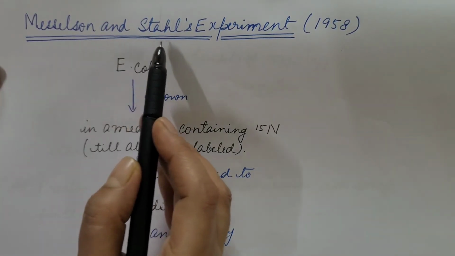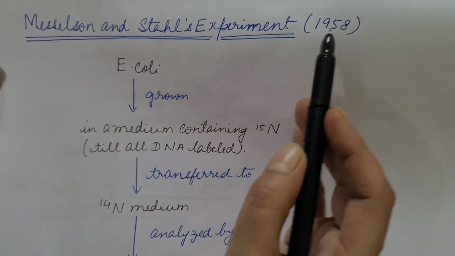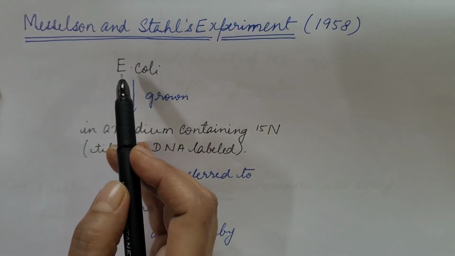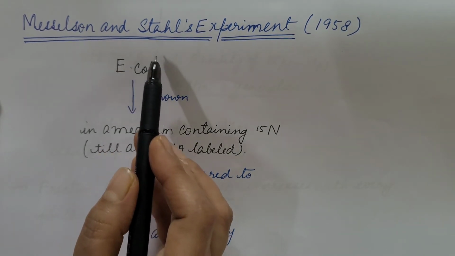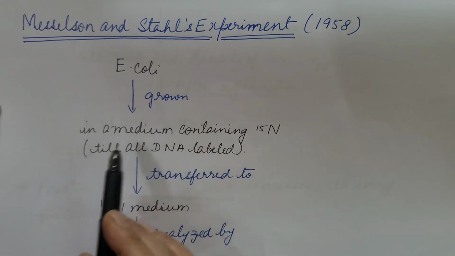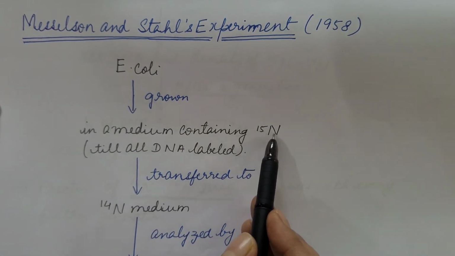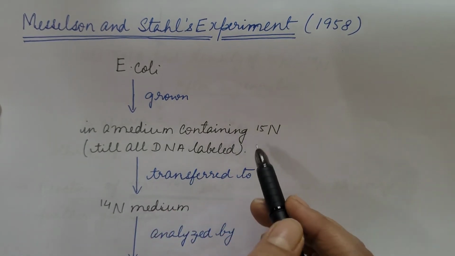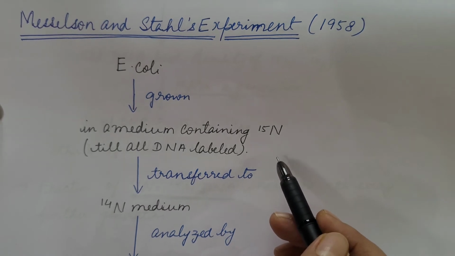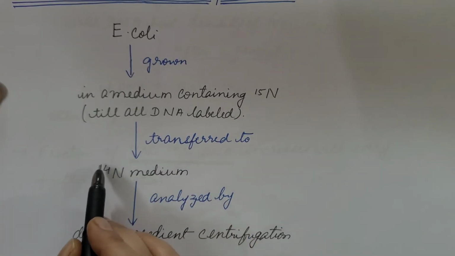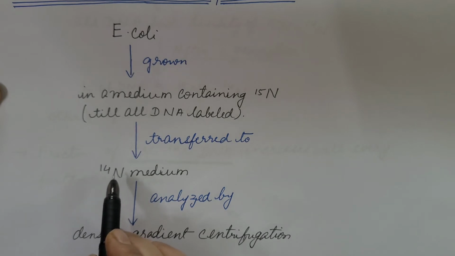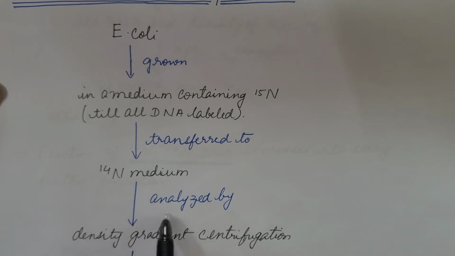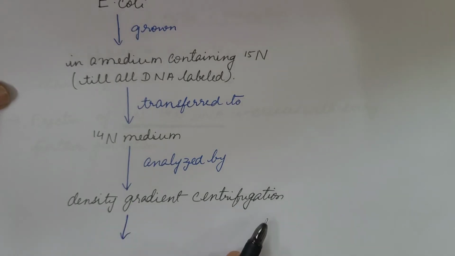Now, let us see Meselson and Stahl's experiment that was done in 1958, which proved the semi-conservative mode of replication. E. coli bacterial cells were taken and they were grown in a medium containing 15N isotope, till all the DNA was labeled with this 15N, because DNA contains nitrogenous base. Then these cells were transferred to medium containing 14N and it was grown for few generations. And then it was analyzed by density gradient centrifugation.